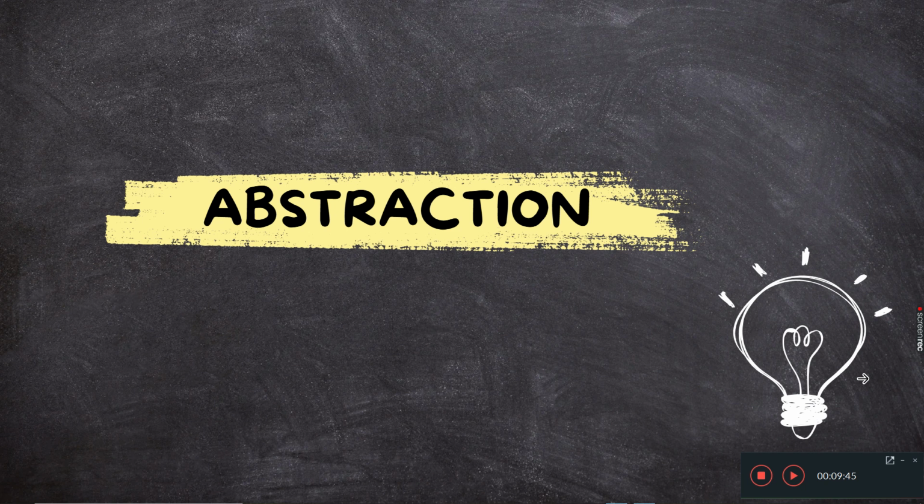Let's see abstraction. Abstraction hides the complex implementation details of a system and only exposes the essential features to the user. Why is it needed? It simplifies software design by allowing the user to focus on what an object does rather than how it does it.